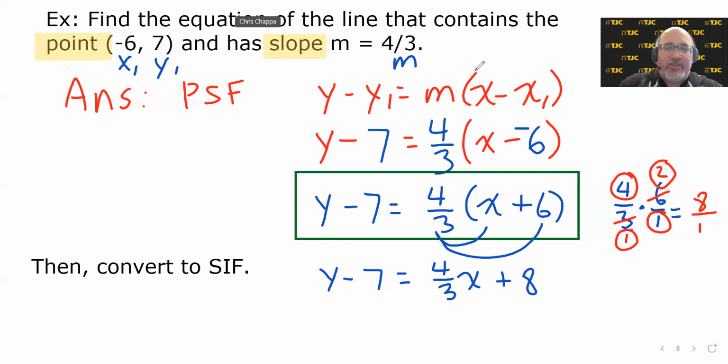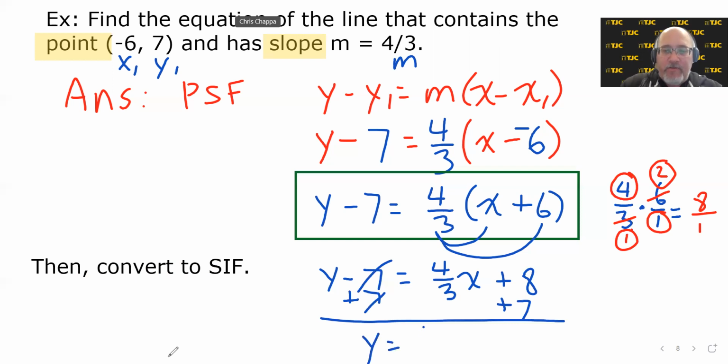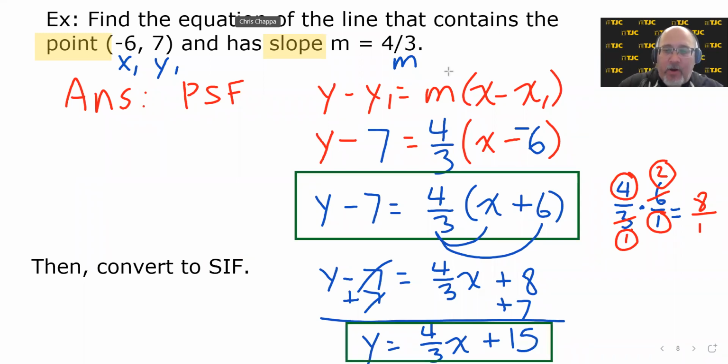And now to finish getting it in slope-intercept form, we could just add 7 to both sides. And that would give us y equals 4/3 x plus 15. Do you have to put it in slope-intercept form? No. But if the homework says, give me point slope form, now convert it to slope-intercept form, this is what you would be expected to do.